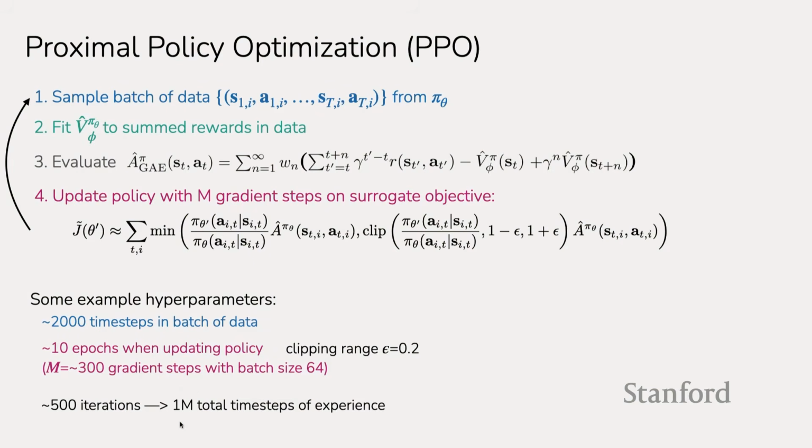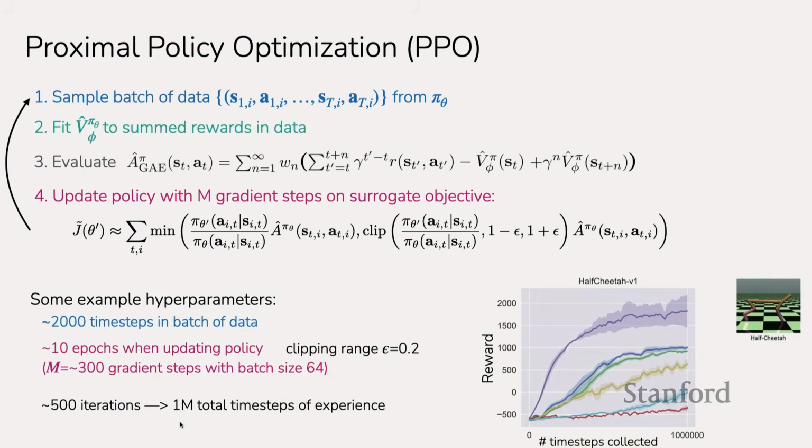If you run PPO, and we'll see some cooler examples at the end of the lecture, but if you run PPO on this very simple simulated half cheetah, and you look at what the reward looks like as you collect more time steps of data, there are a number of algorithms here. This beige one is vanilla policy gradient, where you're not fitting the advantage function and you're not doing the clipping. And then PPO is up here.